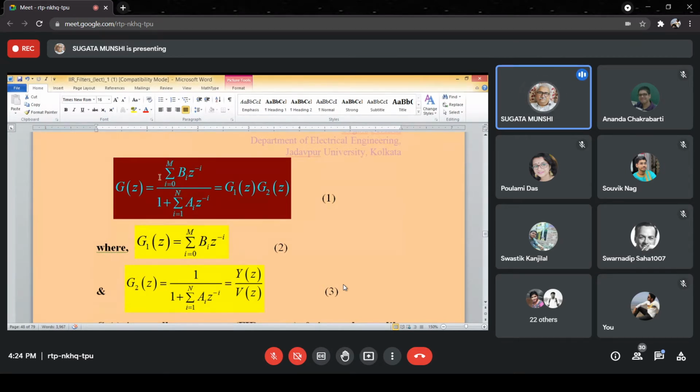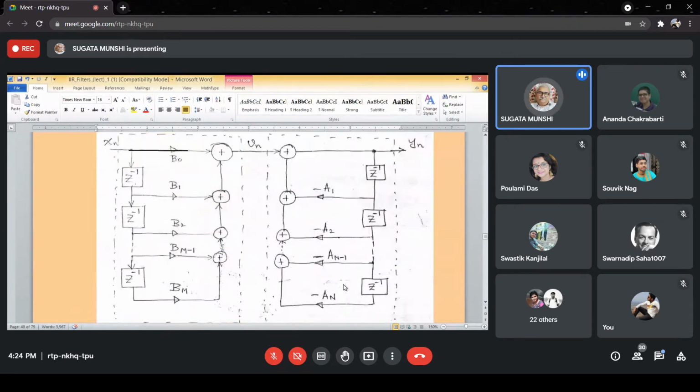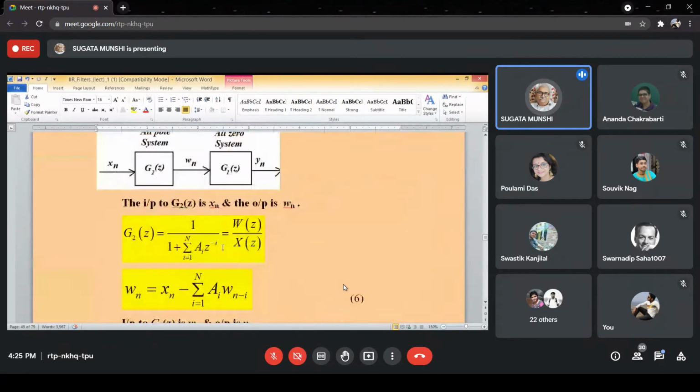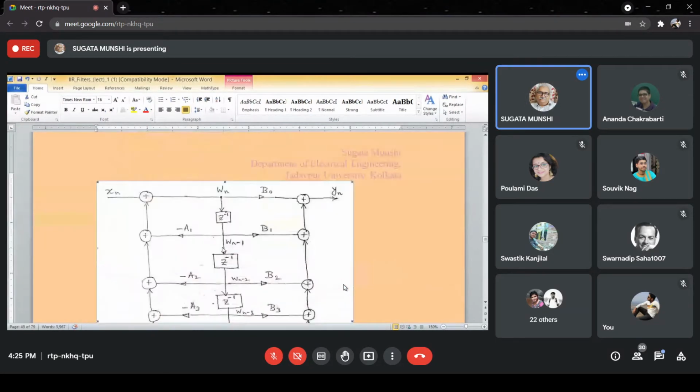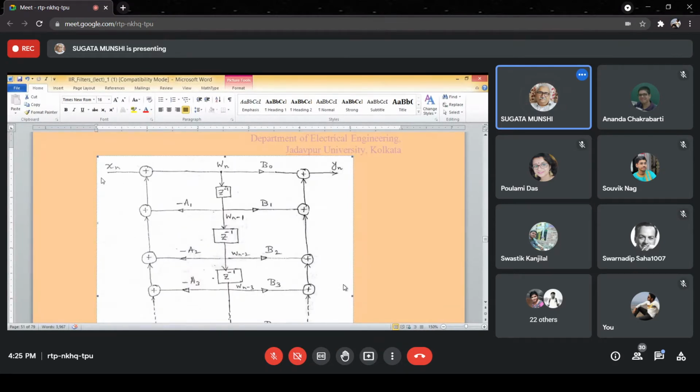Why? Because this is a ratio of polynomials in z to the power minus 1. If it were a ratio of polynomials in z, obviously then the constraint is there, that the order of the numerator polynomial cannot exceed that of the denominator polynomial for causality of the system. But here, because it's a ratio of polynomials in z to the power minus 1, there is no such constraint. But this figure has been drawn considering capital N greater than capital M.